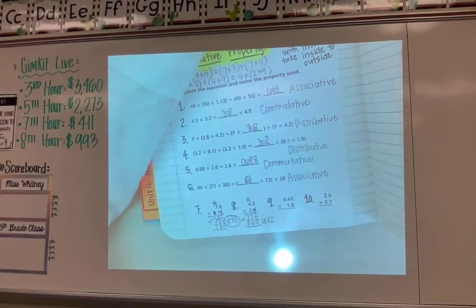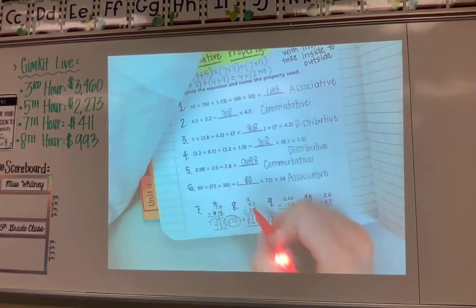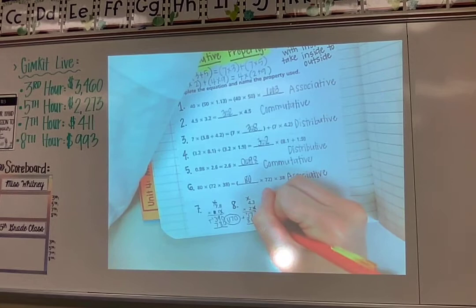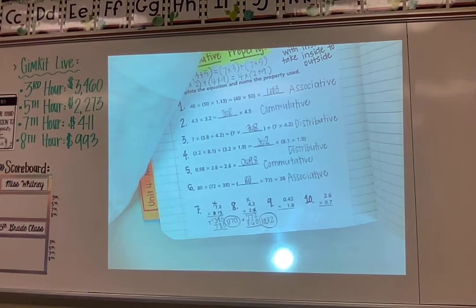So 1032. I've got to get that decimal in the right spot. So look back up at my problem. I have 1 behind this one and 1 behind this one. So 1, 2 means my decimal needs to go right there. 10.32 would be the correct answer.